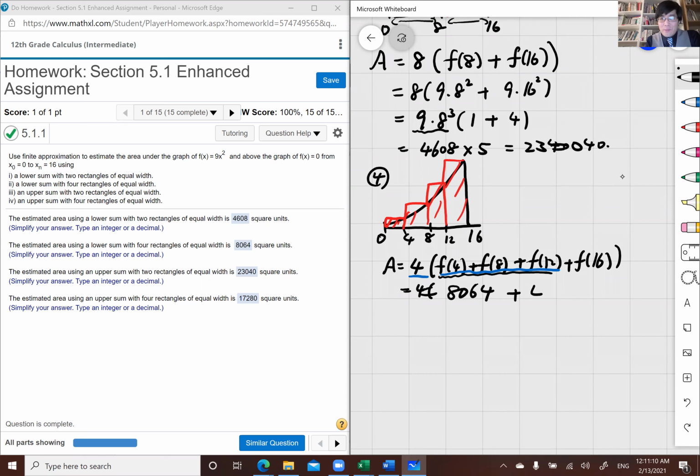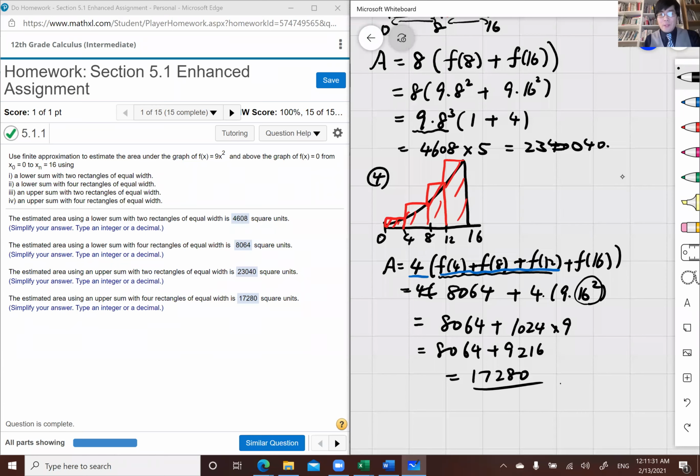And the rest is going to be 4 times 9 times 16 squared. So this is 256 times 4 is 1024 times 9. So it's going to be 9216. So the total is 17280. Okay. So that's basically finished problems.